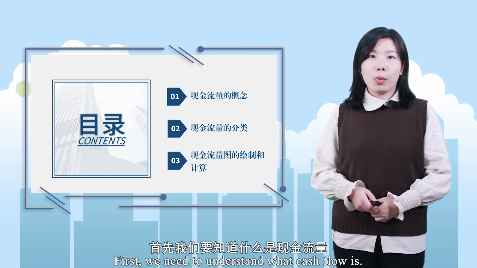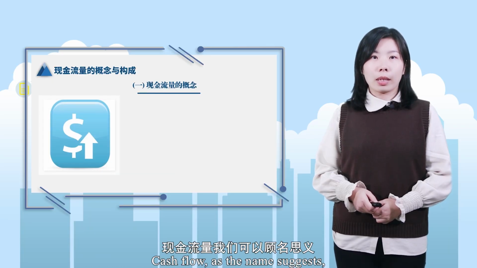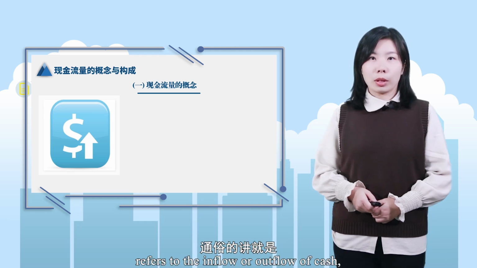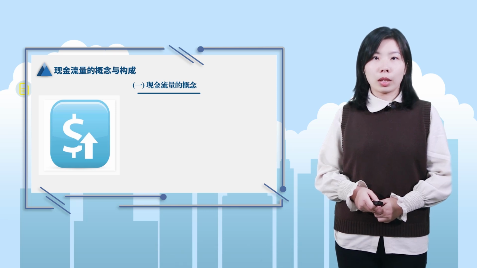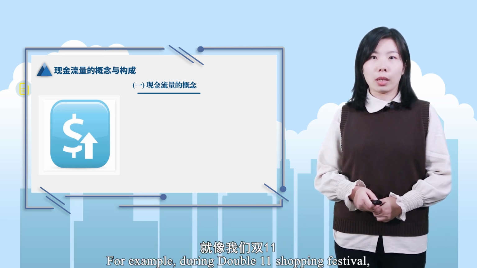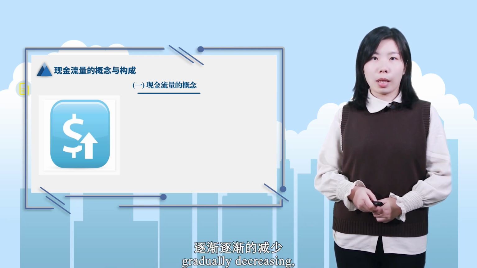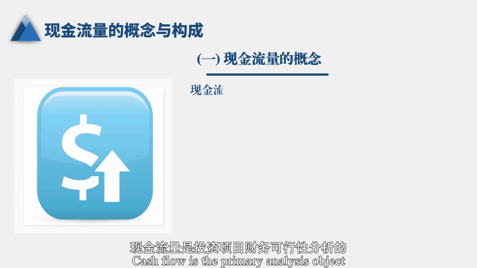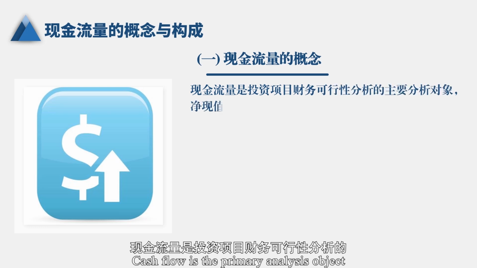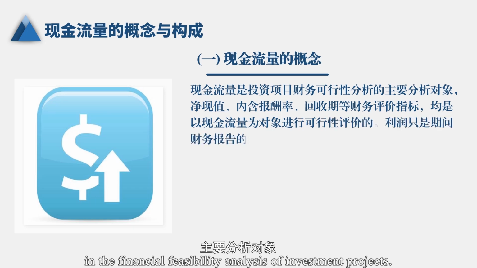First, we need to understand what cash flow is. Let's take a look at the concept and components of cash flow. Cash flow, as the name suggests, refers to the inflow or outflow of cash, just like water flowing. For example, during Double 11 shopping festival, many women find their bank balances gradually decreasing, with cash flowing out like water. Cash flow is the primary analysis object in the financial feasibility analysis of investment projects.